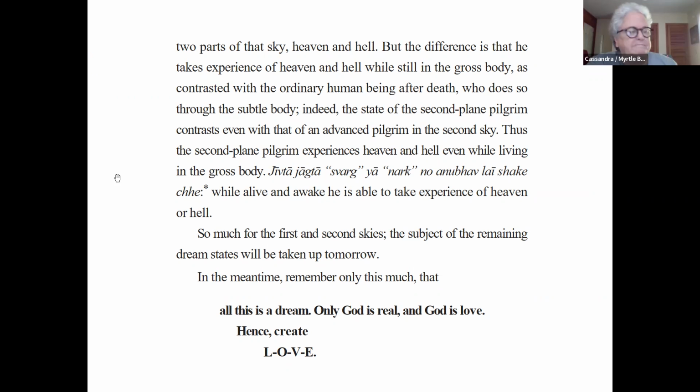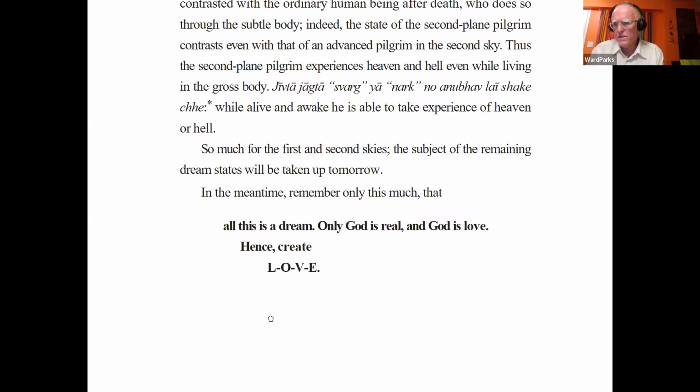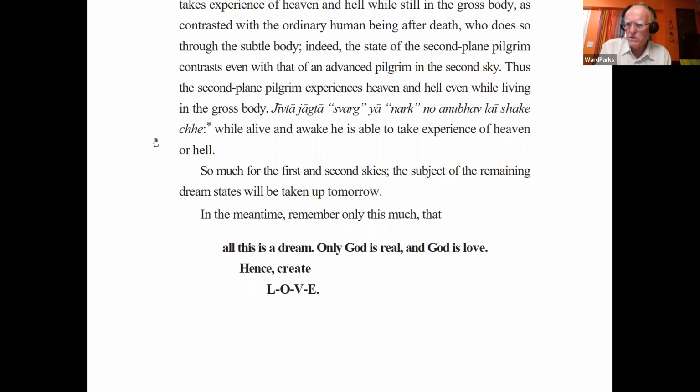Thus, the second plane pilgrim experiences heaven and hell even while living in the gross body. Jivta jagta svarg yanark no anubhav lai shakeche. And so this is a literal translation that follows. While alive and awake, he is able to take experience of heaven or hell.